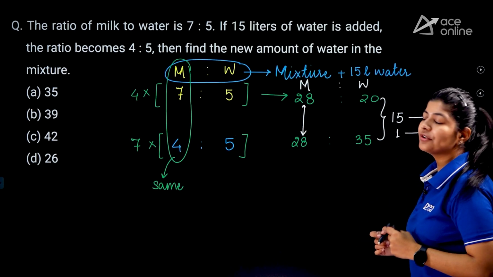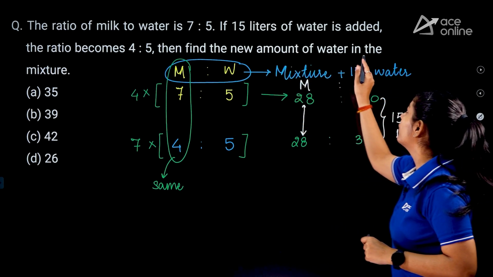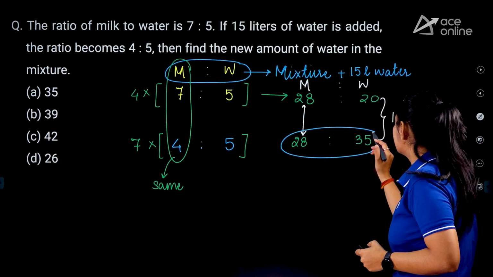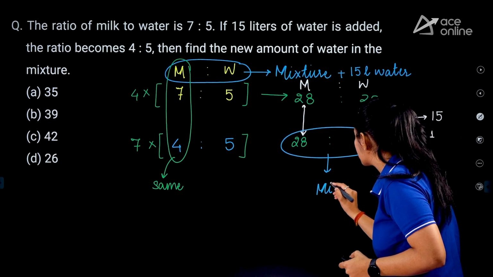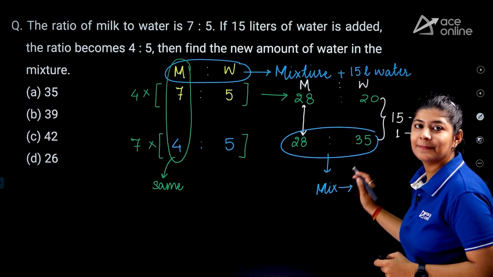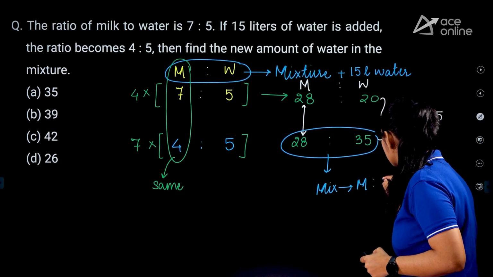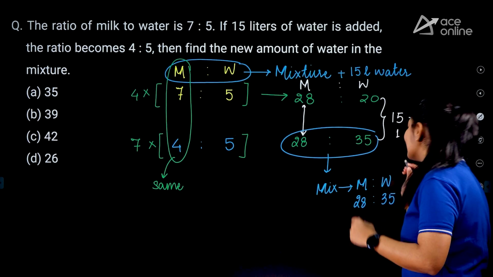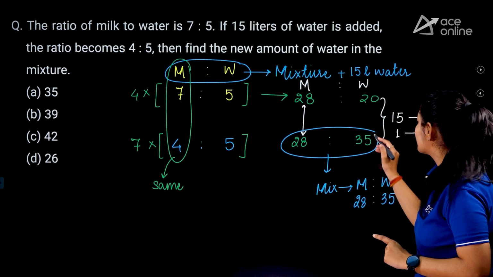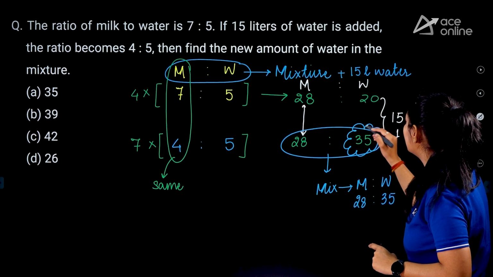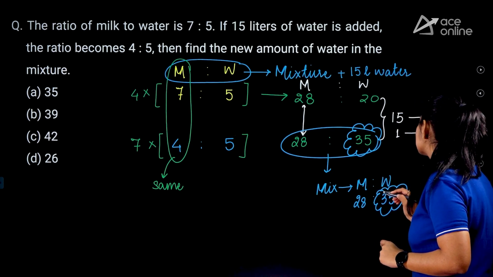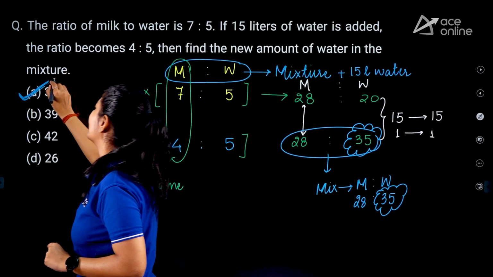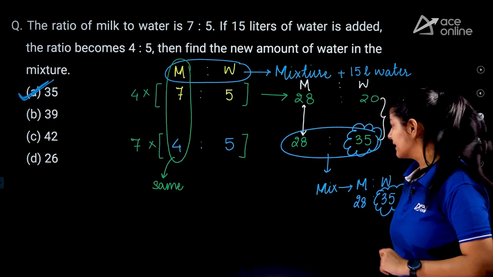Okay, now what we need to do is find the new amount of water in the mixture. This is our complete mixture, and in this mixture the ratio of milk to water is 28:35, present on the multiple of 1 only. So the quantity of water in the mixture is 35 liters. That means option A is the correct one.